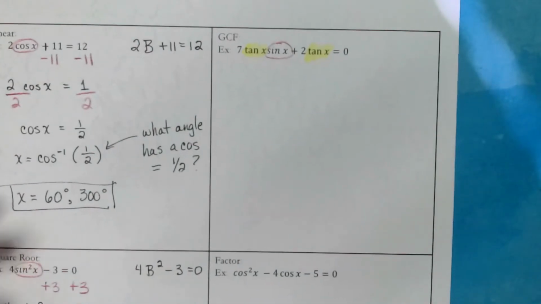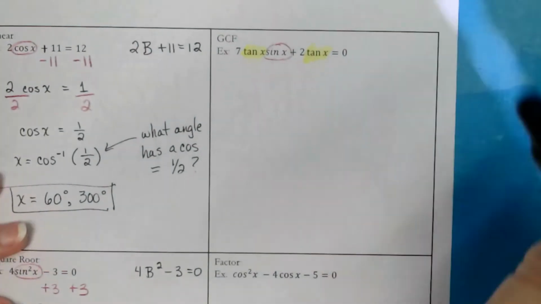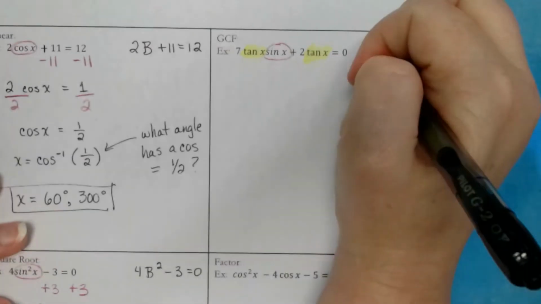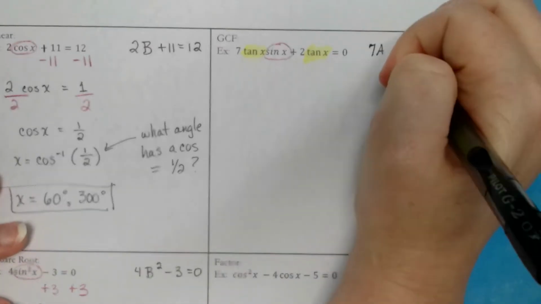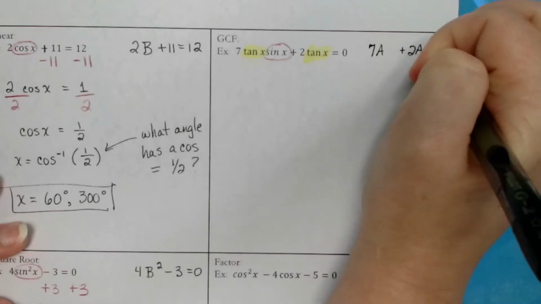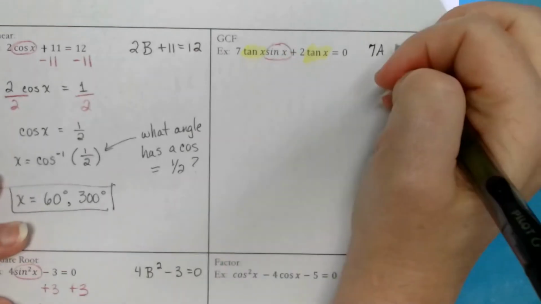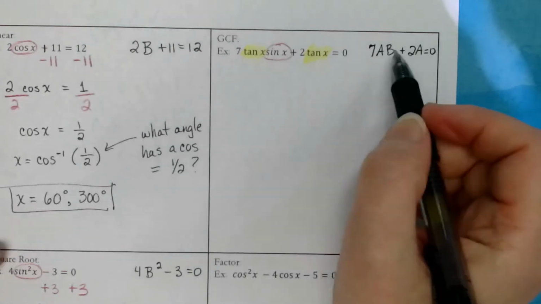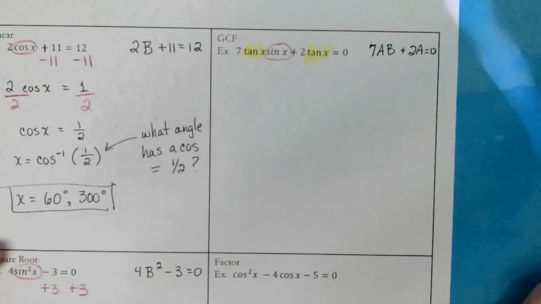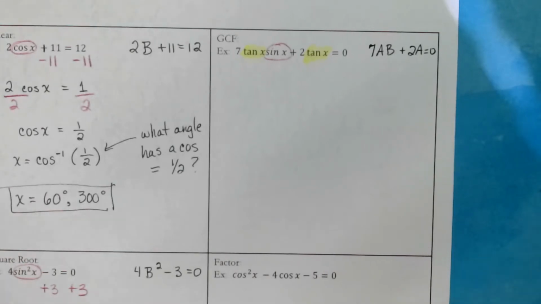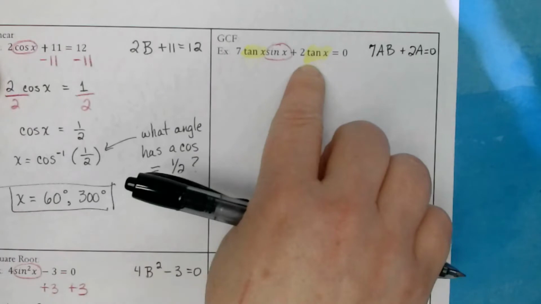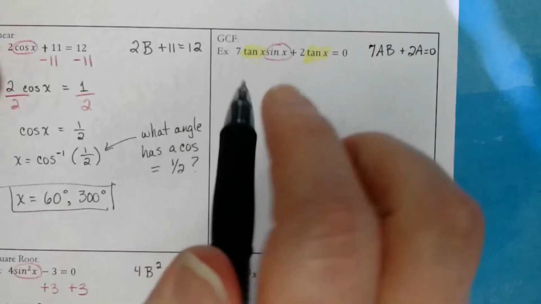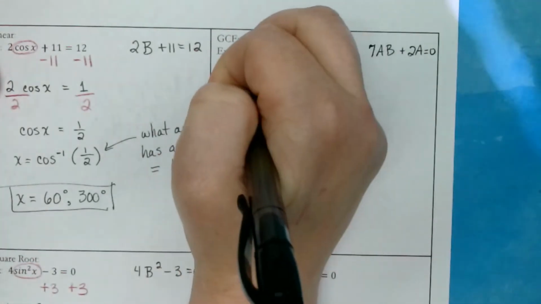Look, just like last time, if I put in an A everywhere I saw tangent, I'd have 7A plus 2A equals 0, but I got the sine, so I'm going to put in a B for the sine. So I got 7AB plus 2A equals 0. Well, what do both terms have? They have the A. So we could divide by the A and get rid of it, right? Well, it's the same thing. Both of these wonderful terms have tangent. So we're going to divide by the tangent.